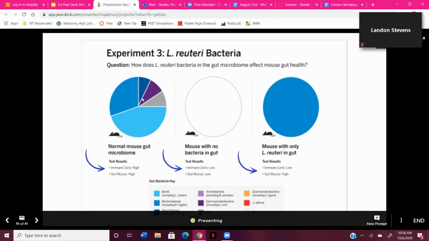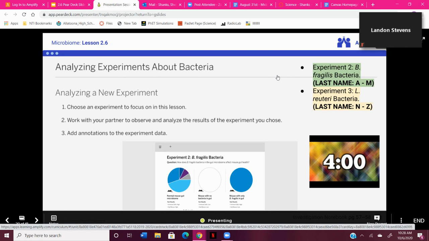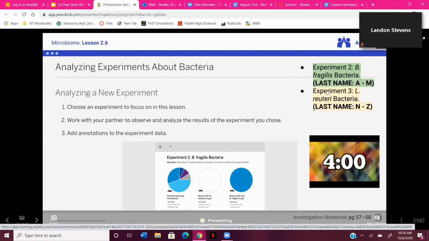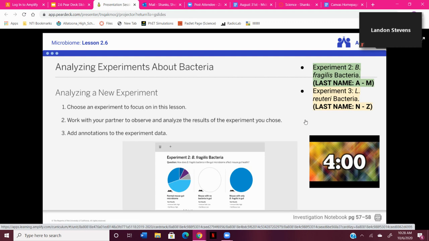The only difference with experiment 3, it almost looks like I didn't go to the next slide, but the only difference up here with experiment 3 is that this mouse was injected with the L. reuteri in the gut. So this mouse only had L. reuteri. Experiment 2 had B. fragilis. Okay, so here's where you can click on to go straight to these two experiments. I also have a picture up here. Experiment 2 is last names A through M. Experiment 3 is last names N through Z.